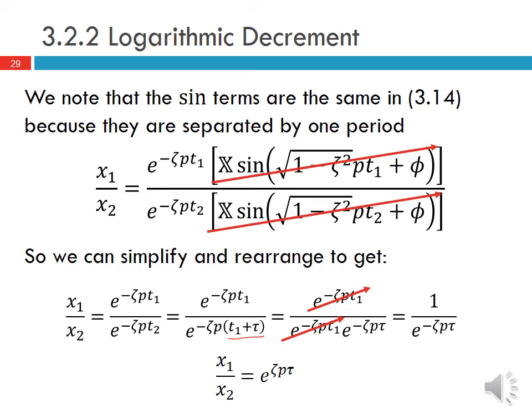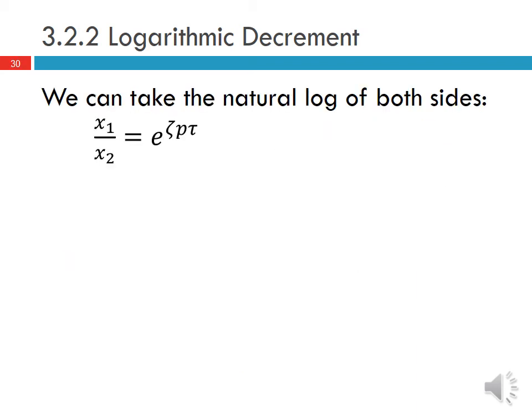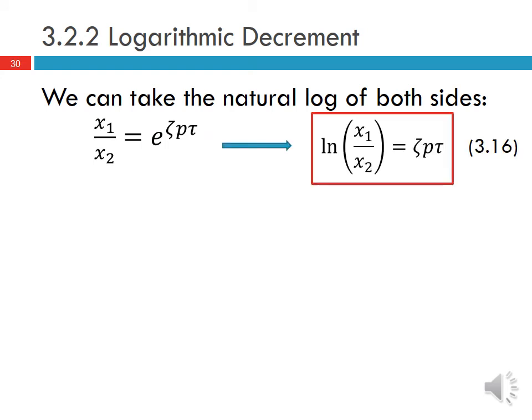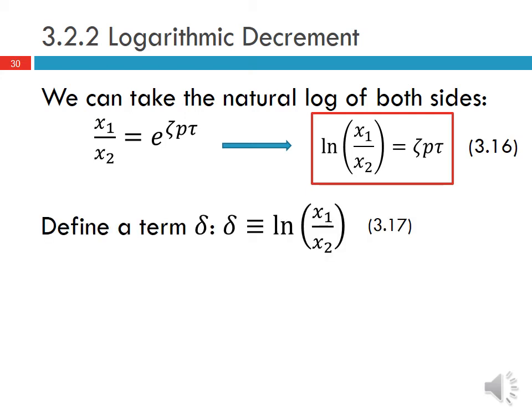Or x1 over x2 is equal to e to the zeta p tau. And now we can take the natural log of both sides to get this expression. Now we can define some term delta as this natural log of x1 over x2, so the natural log of two successive peaks: the first peak divided by the second peak.